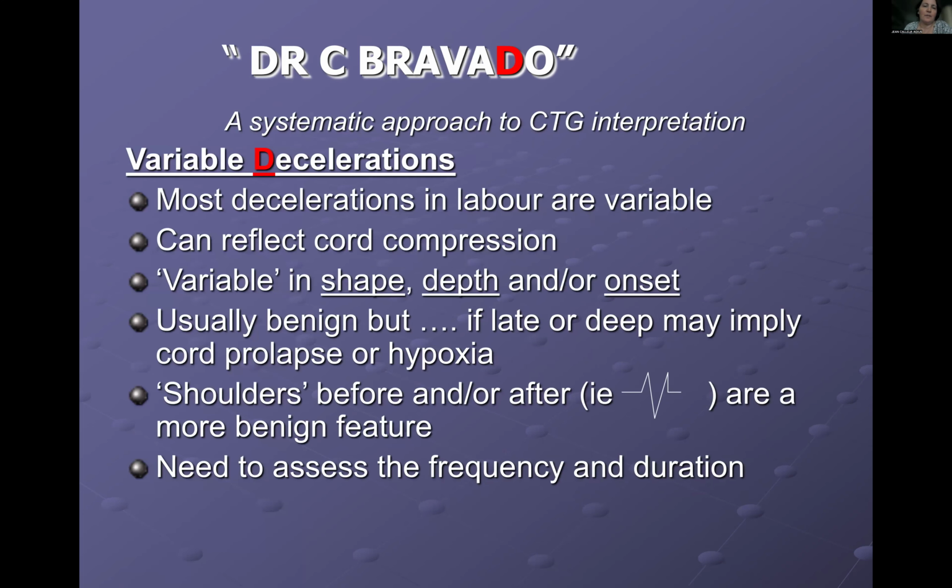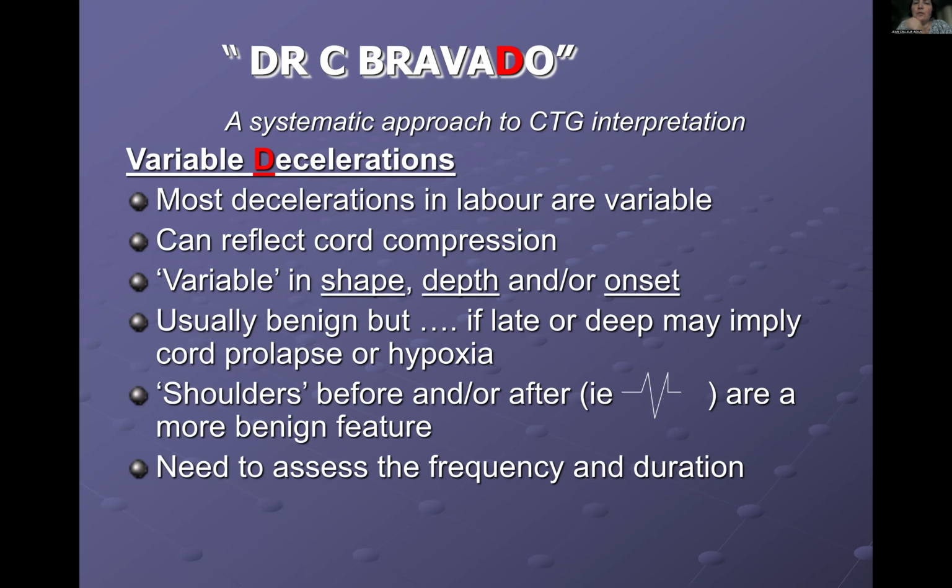Now we start coming to those decelerations which we feel uneasy about. Okay, and there are the variable decelerations. So variable decelerations, as the name implies, are variable in occurrence, that is, with respect to the contractions. Some of them will happen with the contractions, so they look like earlies, and some will happen as the contraction is about to end.